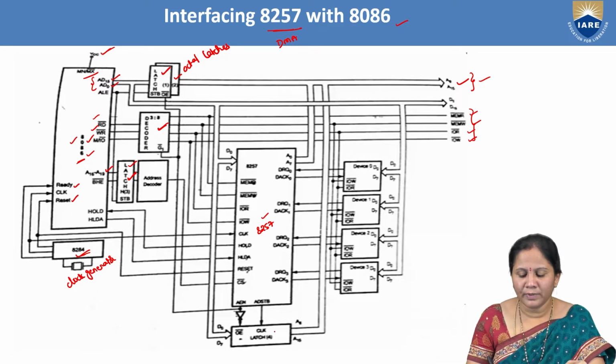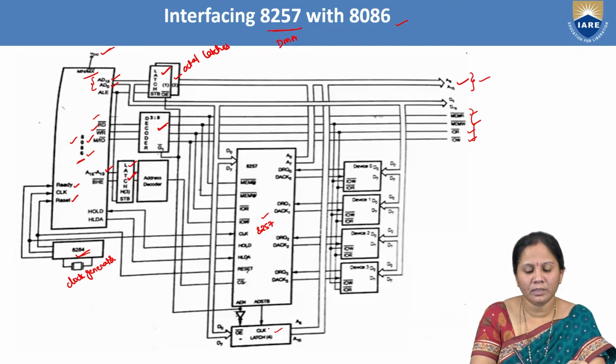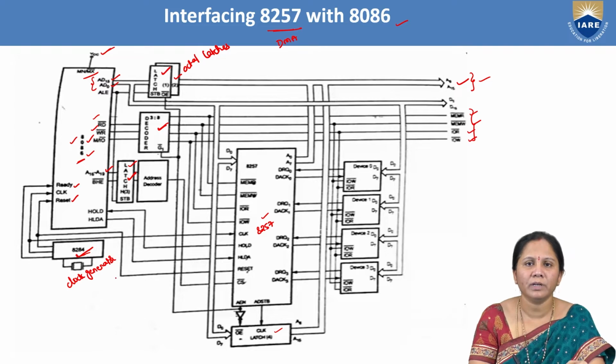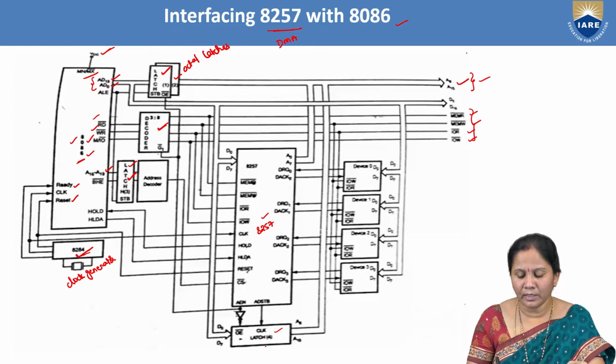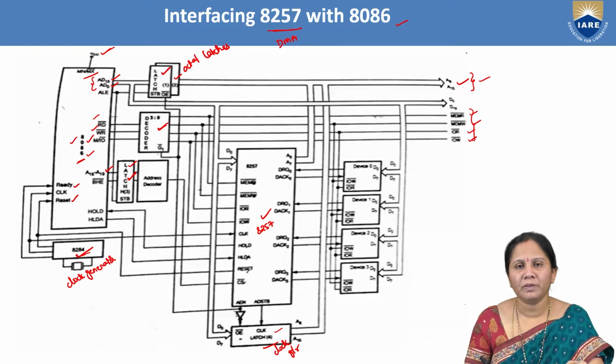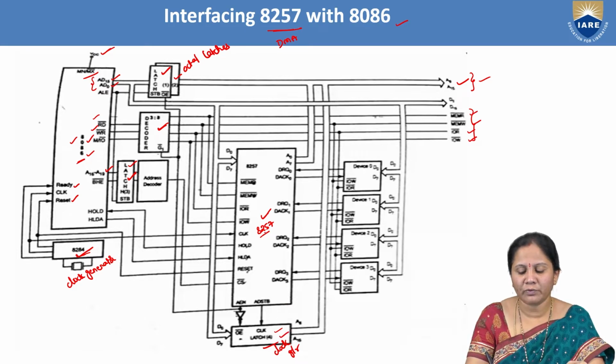And here also we can see this is the clock generator to produce the clock frequency for 8086 microprocessor. And here this is one more clock generator which is going to produce the frequency for this 8257 DMA controller. The frequency that can be handled by this 8257 DMA controller is maximum 3 MHz. So in order to produce the 3 MHz frequency for this DMA controller, we are using one more clock. So this is the clock generator for this 8257 DMA controller.